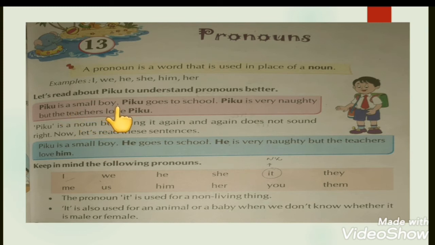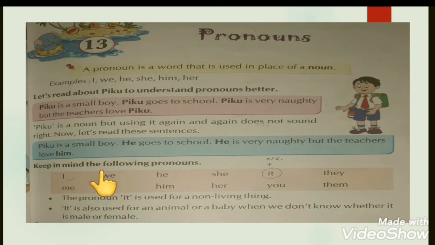Pinku is a small boy. Pinku goes to school. Pinku is very naughty, but the teacher loves Pinku. Pinku is a noun, but using it again and again does not sound right. Now let's read the sentences. Pinku is a small boy. He goes to school. He is very naughty, but the teacher loves him. Here, at the place of the word Pinku, that is noun, we have just put he and him. So these are the pronoun words.